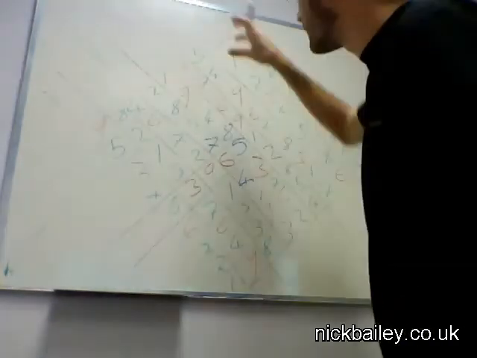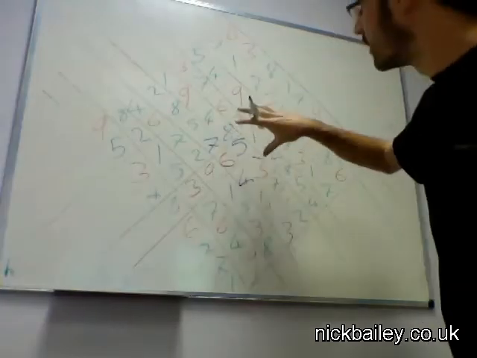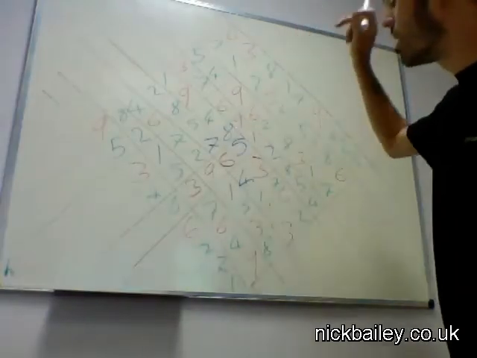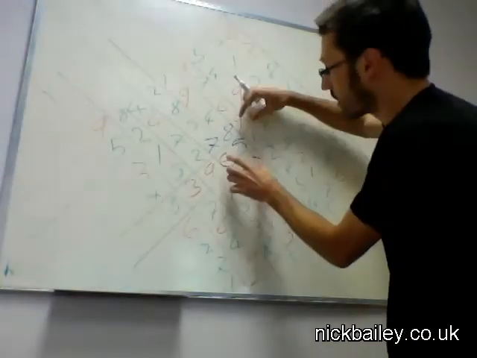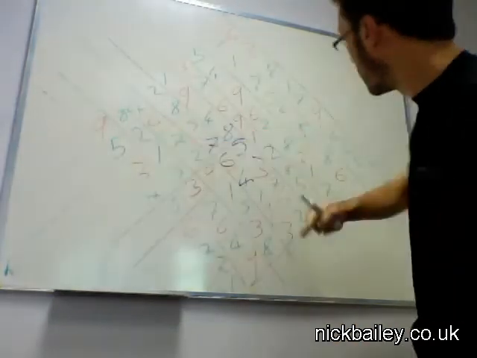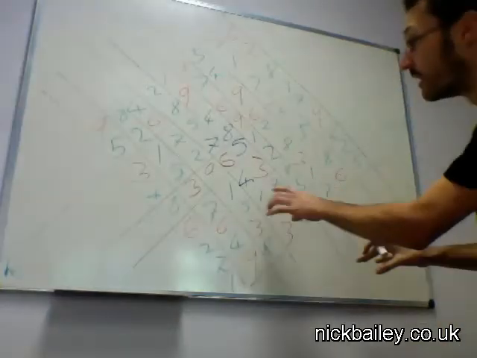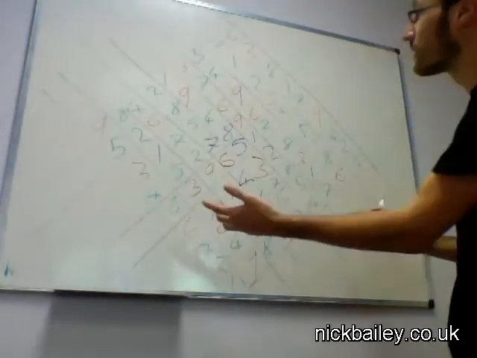5 is the missing link of this central column, this triangle, this diamond shape. It's in the middle of the triangle. There's a 5 there, there's a 5 here, there's a 5 there, there, and here. There's also a 5 here. It's everywhere.